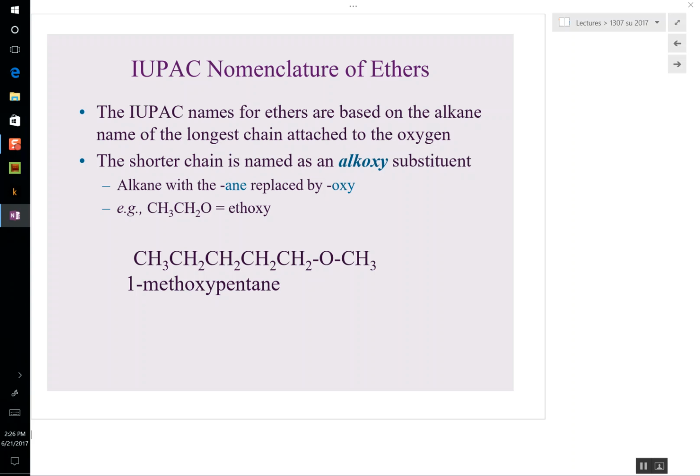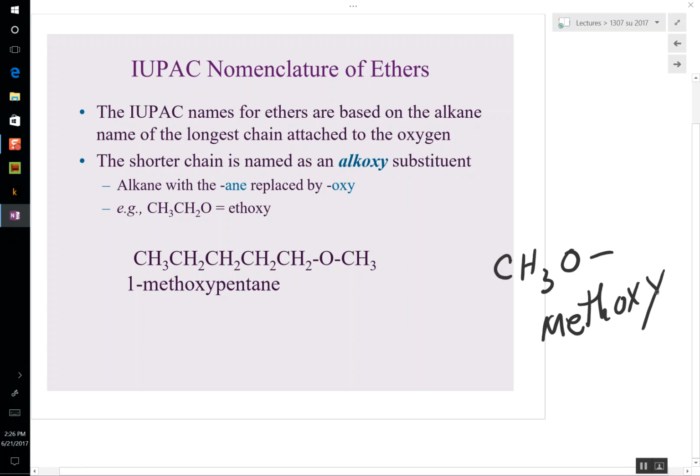So here's an IUPAC name. And what are they doing? They're taking this thing, and they're not calling it a methyl group. They're calling it a methoxy group. So this right here is a methoxy group. This is an ethoxy group, ethoxy. And I wouldn't worry about anything more than that.